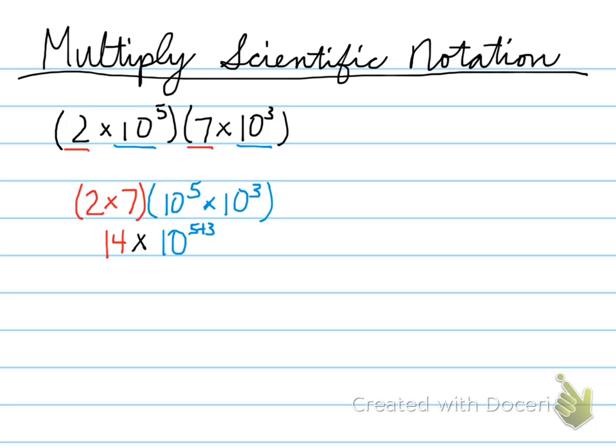2 times 7 is 14, and using your properties of exponents to multiply 10 to the 5th times 10 to the 3rd, you're going to add the exponents and end up with 14 times 10 to the 8th.